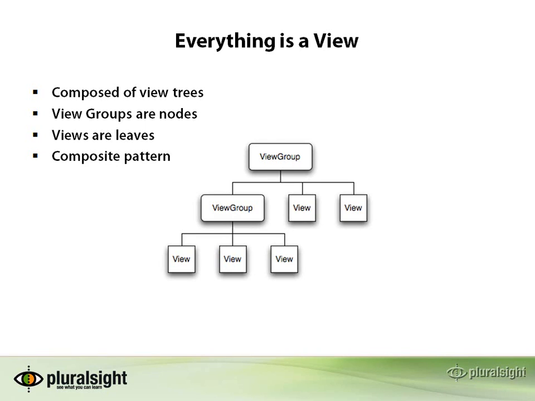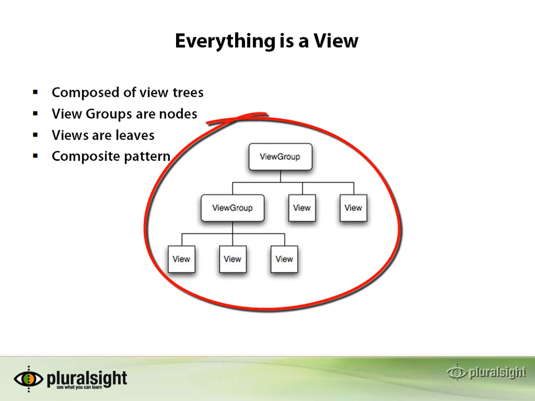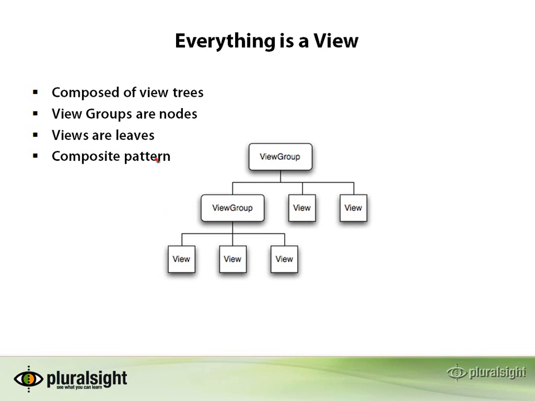So let's take a look at why I'm saying that everything is a view. Well, when you look at this diagram here, you can see that we have a tree of views. And at the root, we have a view group, and that view group contains another view group and two views. And that second level view group contains views.